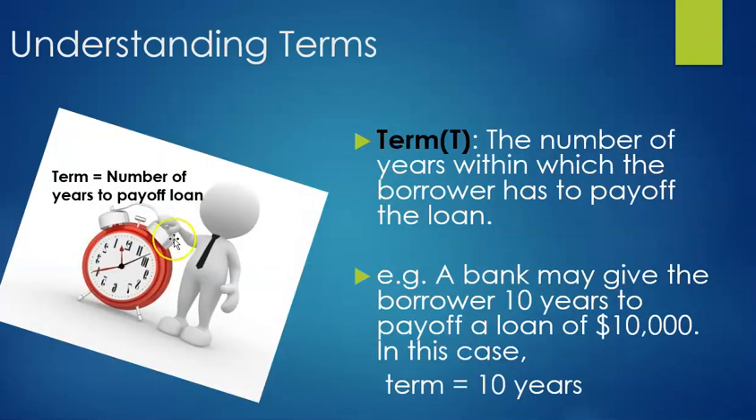The next term to know is term, or the duration. So how much time does the borrower have in order to pay off the amount borrowed from the lender? For instance, a bank may decide to loan a particular amount to a borrower for 10 years or 15 years. In that case, that 10 or 15 years is regarded as a term.